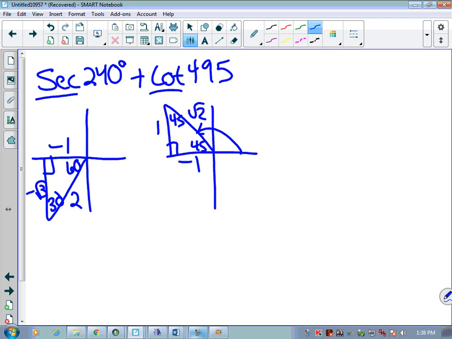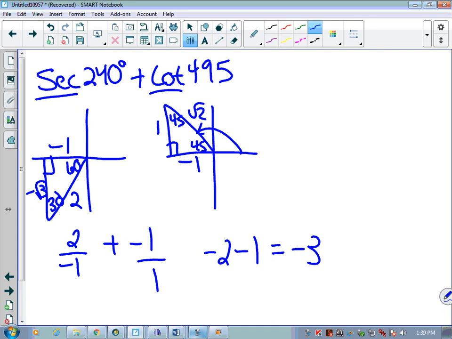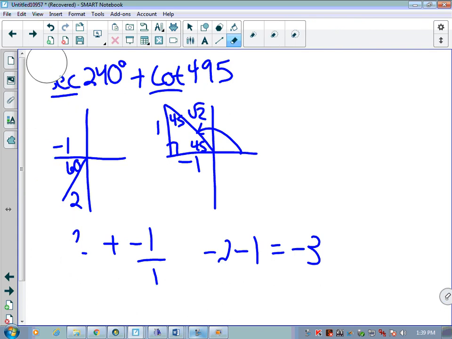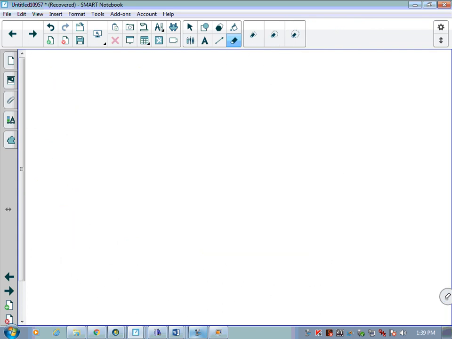Secant is reciprocal to cosine. So what we want is hypotenuse over adjacent. So 2 over -1, or really -2. But over here, cotangent is reciprocal to tangent, so it's adjacent over opposite. So it's -1 over 1. So really what I have is -2 minus 1, which is giving me negative 3. Double check our work on that. Negative 3 is our answer. Okay. Hopefully all that makes sense to you.